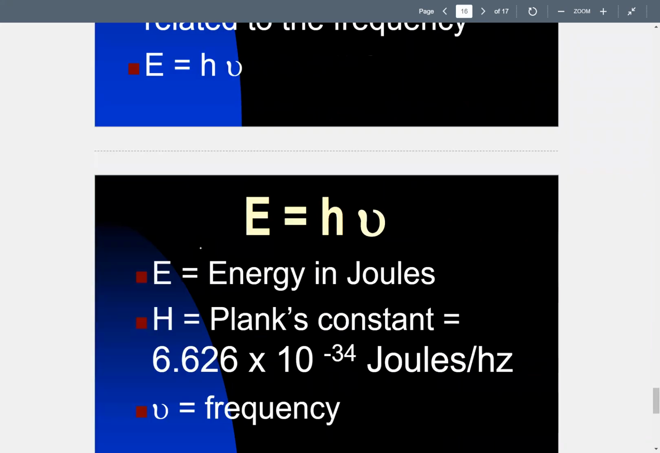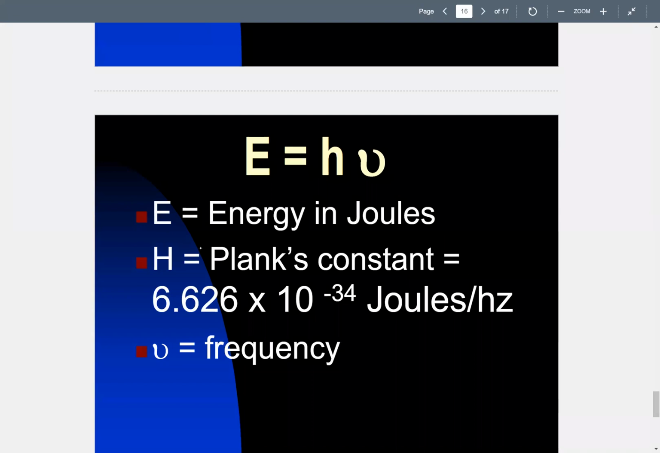So h is what we call Planck's constant, and it's very, very small. The amount of energy that's in each little wave of light is 6.626 times 10 to the negative 34th joule-hertz. It should be joules hertz, not joules per hertz, but either way. Basically joules per second. Or joule-seconds, that's what I'm going to say, joule-seconds. So joules every second.